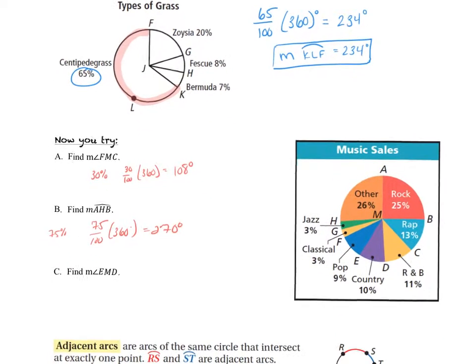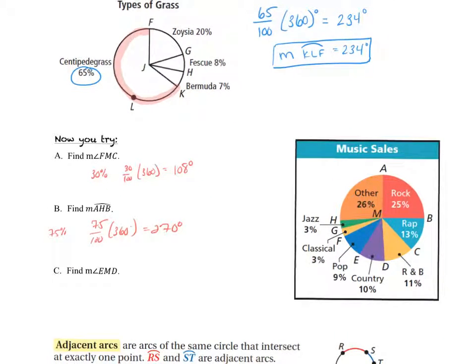And find the measure of angle EMD. So EMD. Okay, since that's 10%, 10% is going to be 10 over 100 times 360, which is equal to 36 degrees.